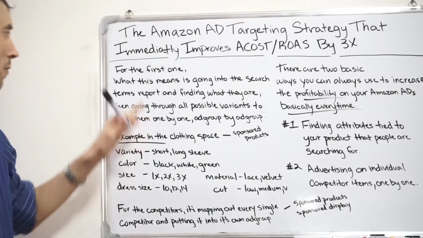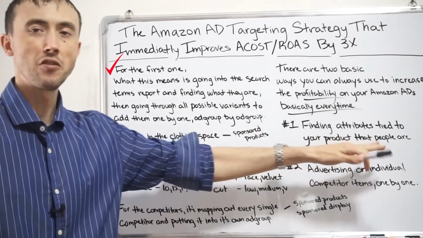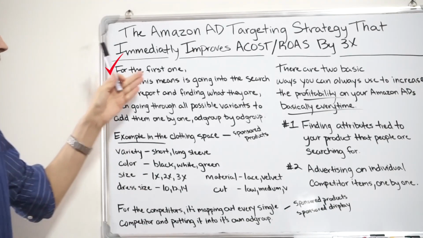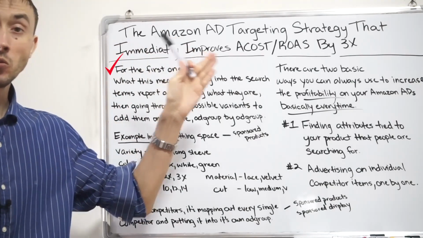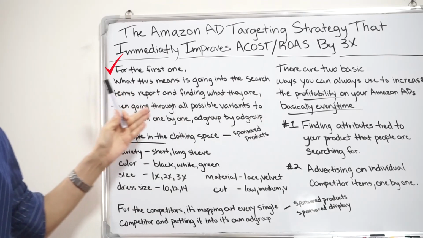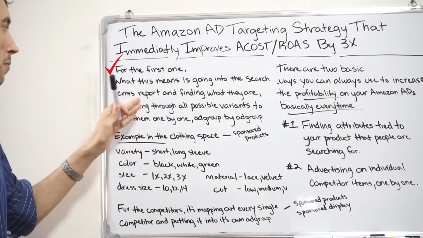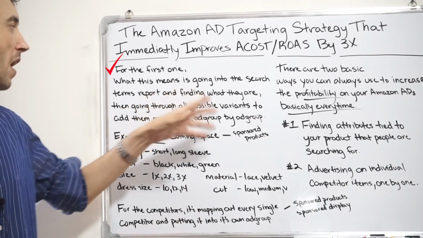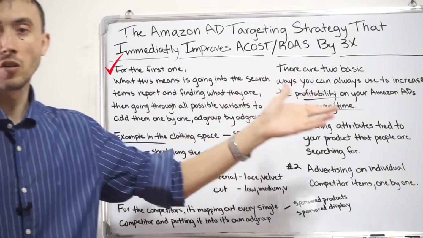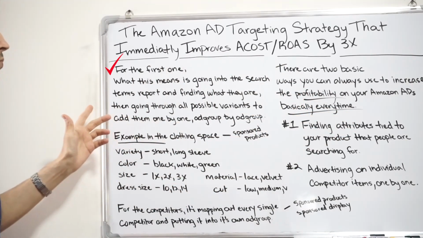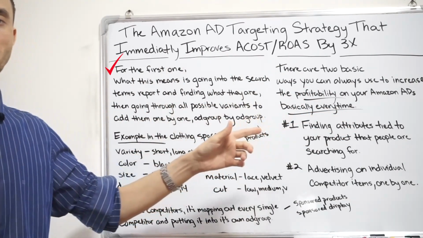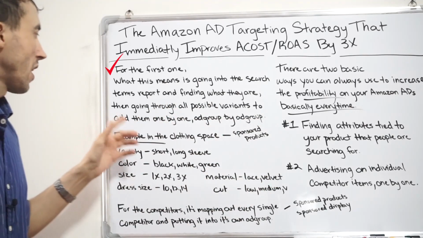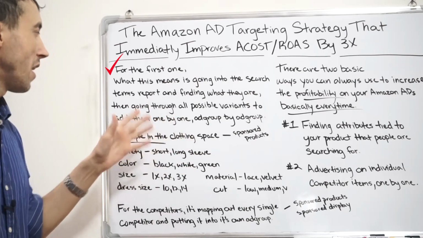For the first one that I talked about, finding the attributes tied to your product that people are searching for, what this means is you're going to go into the search terms report on your Amazon campaigns. Just go into one individual campaign and see what's in there. You're going to go through all possible variants of search terms that people use to click on your ads, because that's what the search terms report is, and you're going to add those terms one by one, ad group by ad group.